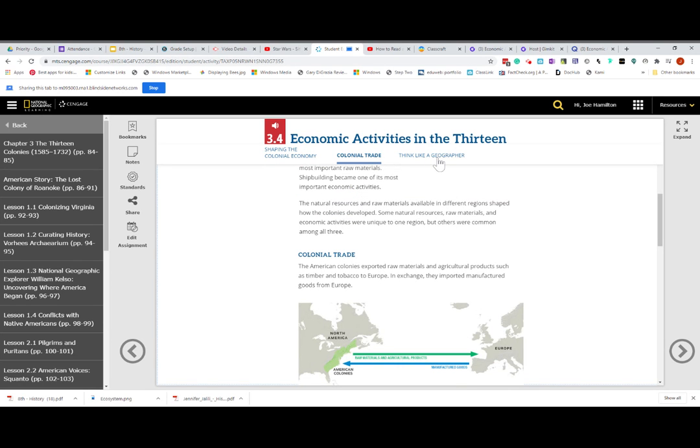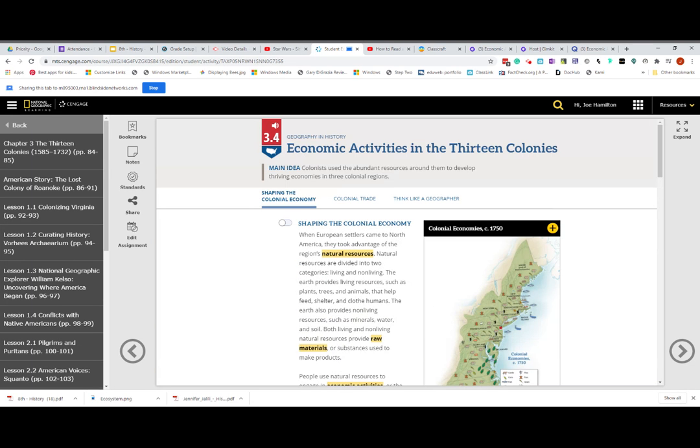And think like a geographer. Now, what does that have to do with economics? I guess we'll figure that part out. Okay. Then I'm going to highlight the main idea, because this is my 20% that's going to give me 80% of my answers. Colonists used the abundant resources around them to develop thriving economies in three colonial regions.